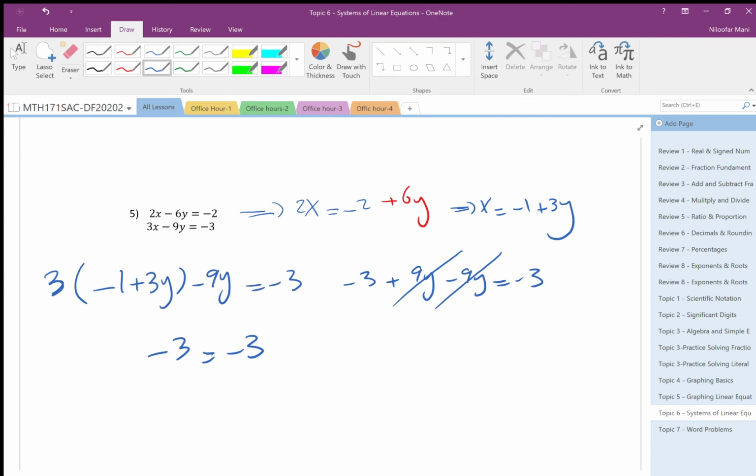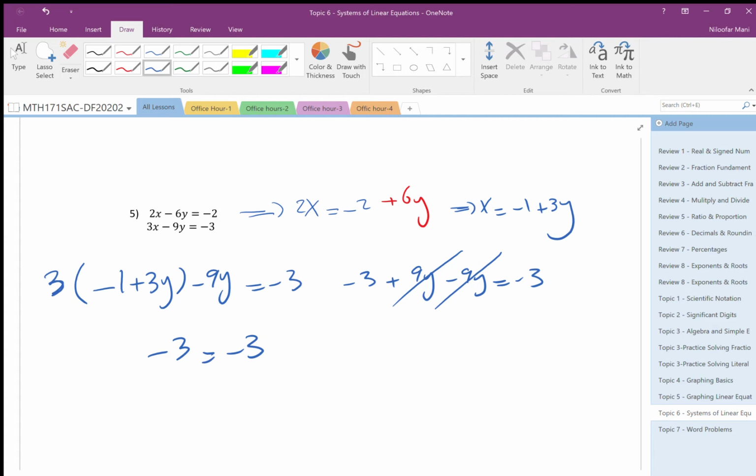So when I reach something which was impossible, so that's always false, I say no solution. But in this case, when I reach something which is always possible, which is always true, I would say I have infinity number of solutions.